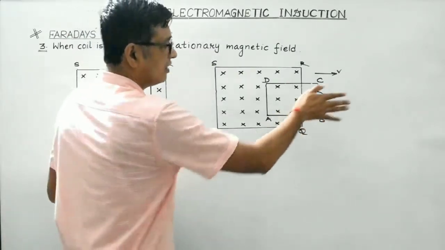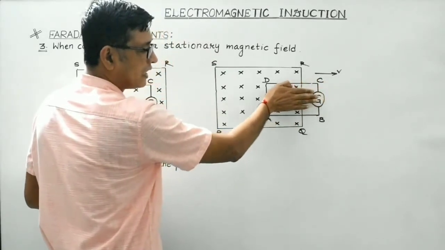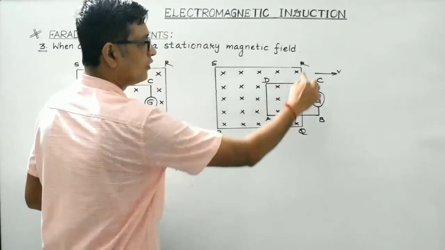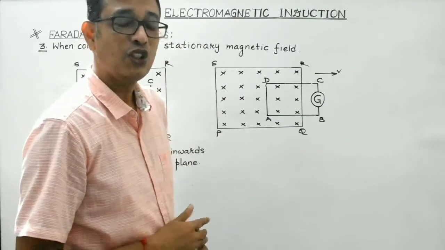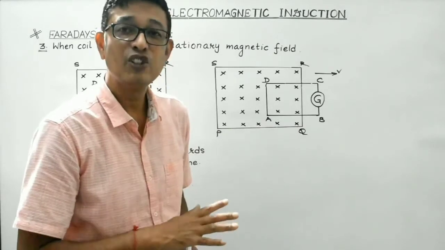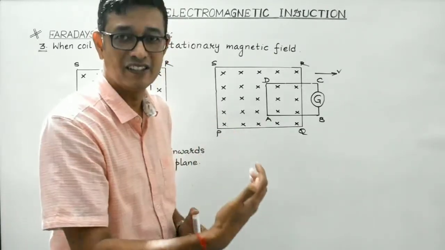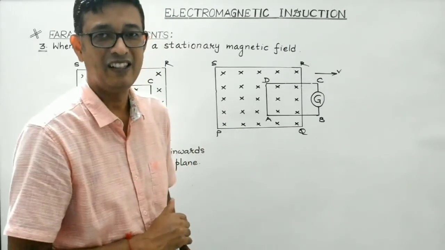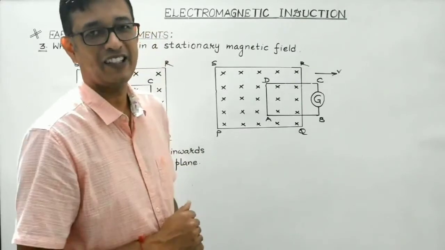Now students, when the coil is moved inwards like this, what happens is the effective area of the coil, which will be under the influence of this uniform magnetic field, will keep on increasing. So now again induced current will be produced in the coil, but it is due to the increase in the magnetic flux or increase in the magnetic field linked with the coil ABCD. So here again induced current is produced, but in the opposite direction.